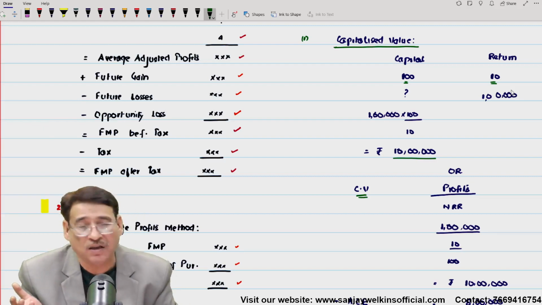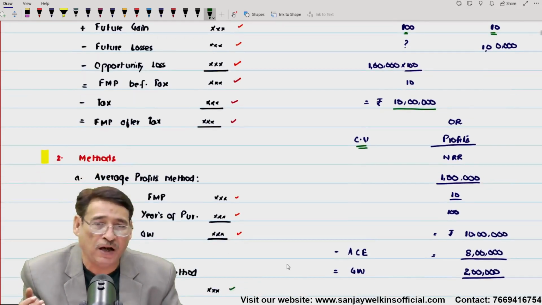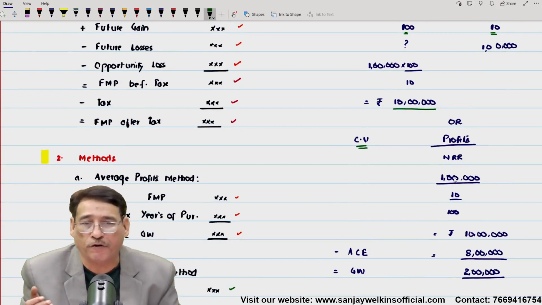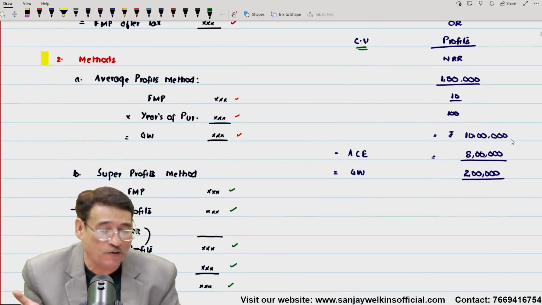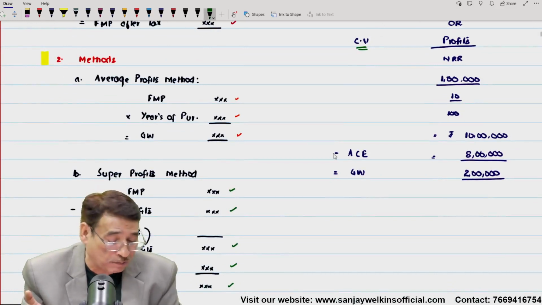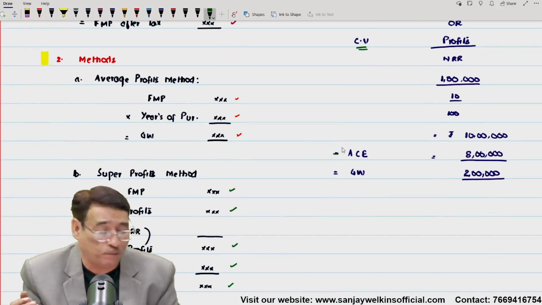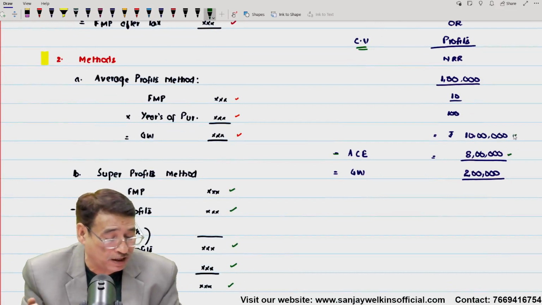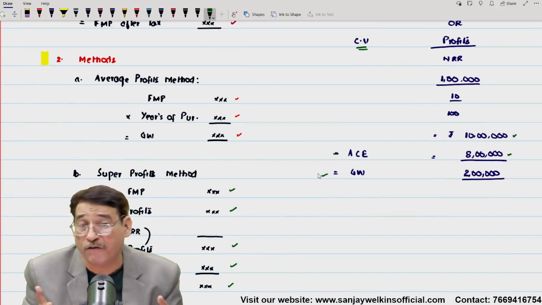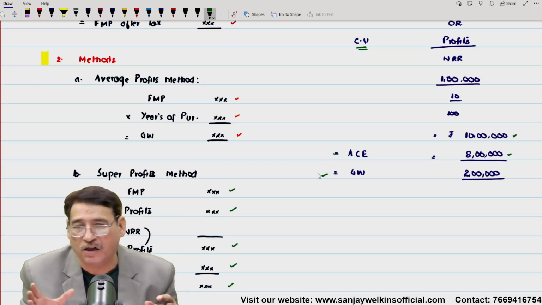So this is just for the sake of understanding. Otherwise, you can simply get the amount of capitalized value by dividing, as I told you, profits by normal rate of return. So you can see our capitalized value is 10 lakh. And now I will subtract our actual capital employed, which happens to be 8 lakh. So we can say that in this particular case, we have a goodwill of 2 lakh. Is it clear to you or not?